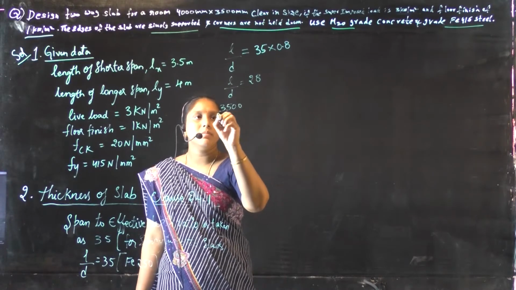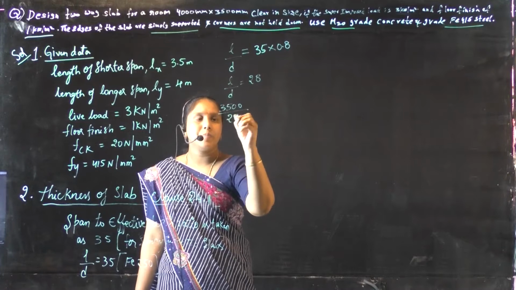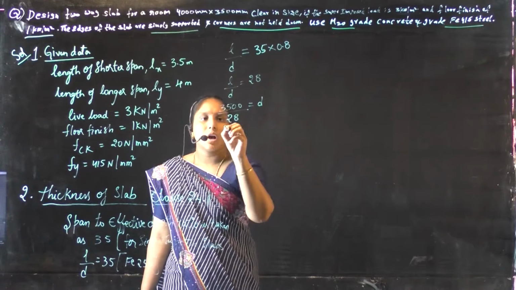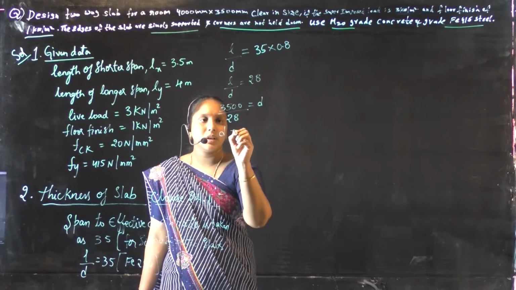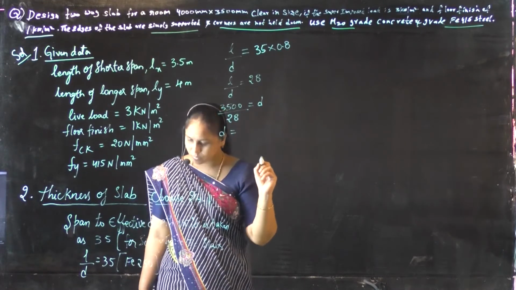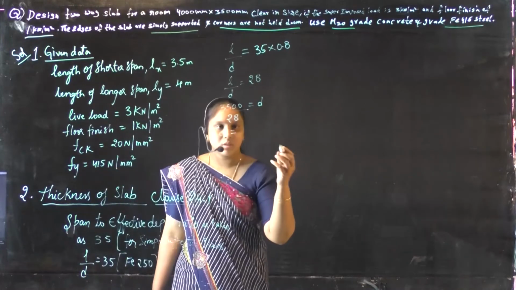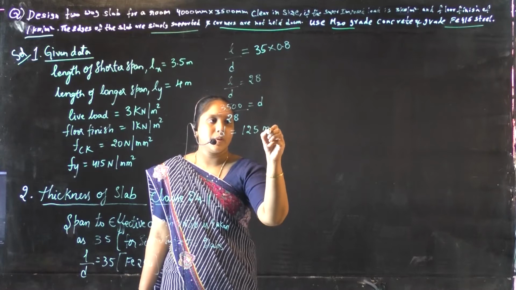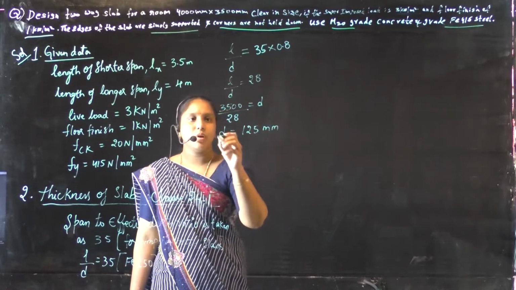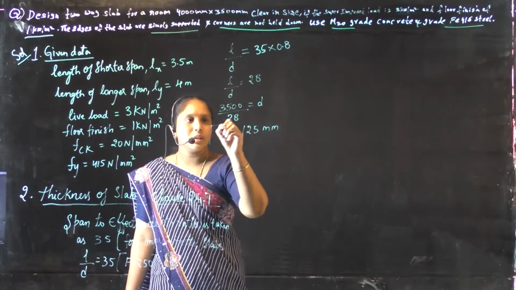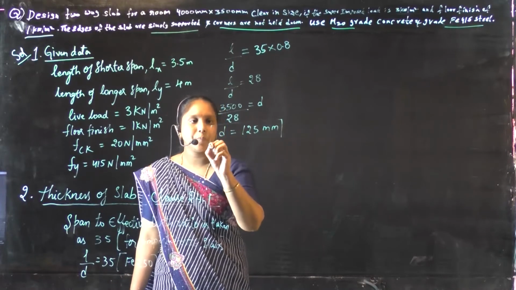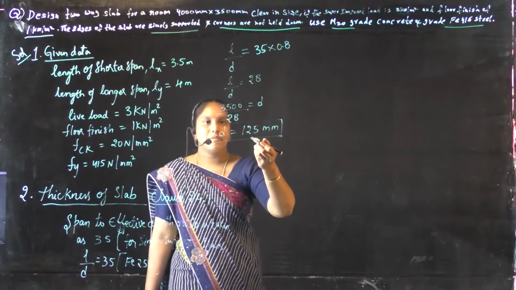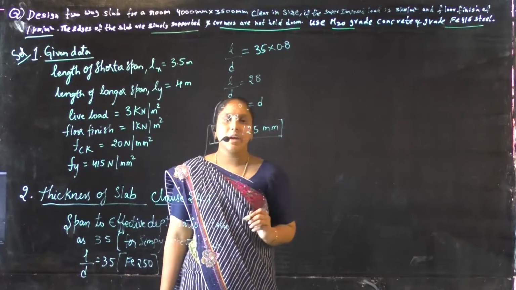3500 mm divided by 28 will give your effective depth d. So how much will be the effective depth? d is equal to 125 mm. So if you solve this, you'll get a value of d as 125 mm. So this is going to be your effective depth d, which is 125 mm.